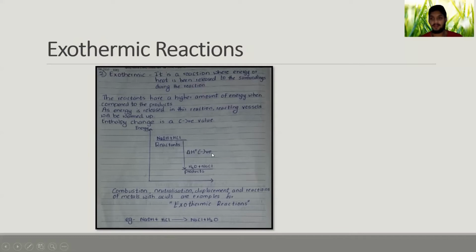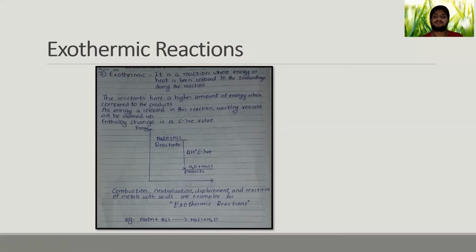Why? Because we said that the enthalpy change is measured as the final enthalpy minus the initial enthalpy. Here the final enthalpy is much lower than the initial enthalpy. So if you do your arithmetic, you can validate that the enthalpy change should be a negative value.